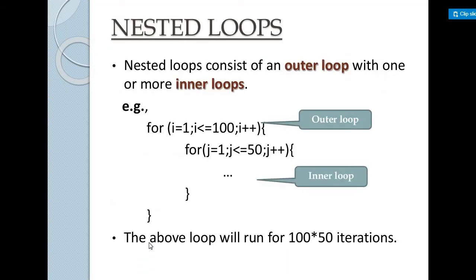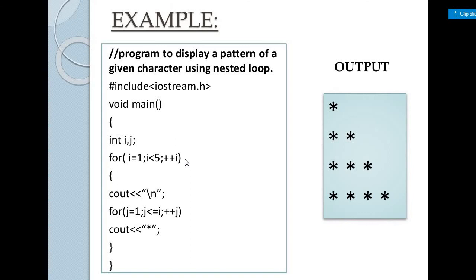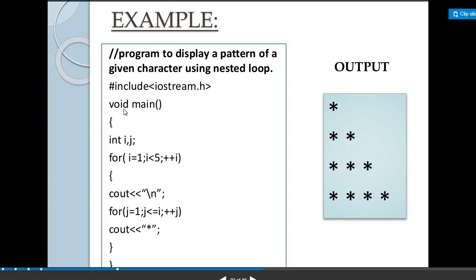So, nested loops consist of an outer loop with one or more inner loops. This is the outer loop, and this is the inner loop. When one loop is inside another loop, it is known as a nested loop. So this is an example of nested loops. For example, for i equal to 1, i less than 5, i plus plus, and j equal to 1, j less than i, j plus plus.